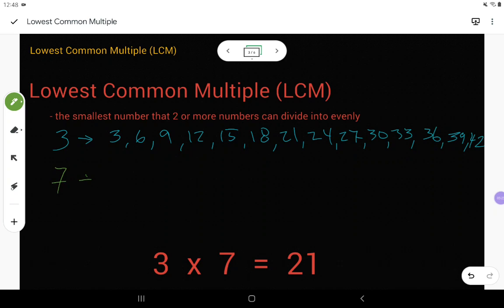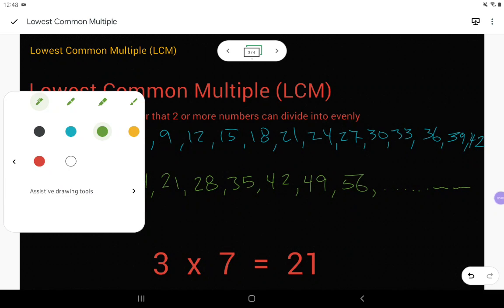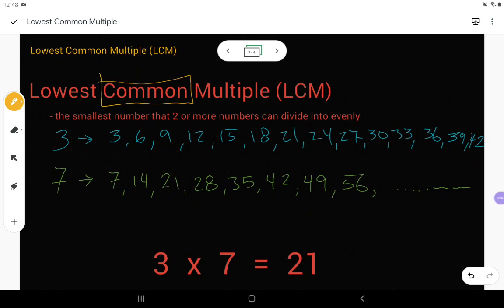I'm also going to look at this value of 7, and I'm going to count by 7s and find my multiples of 7. So as I count by 7s, it's 7, 14, 21, 28, 35, 42, 49, 56. I could keep going, but that's probably enough multiples of 7. So I have lots of multiples of 3, and I have lots of multiples of 7. But what I want to know about is the things that are common between 3 and 7.